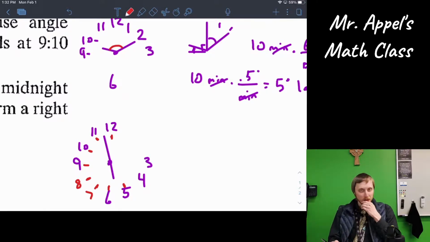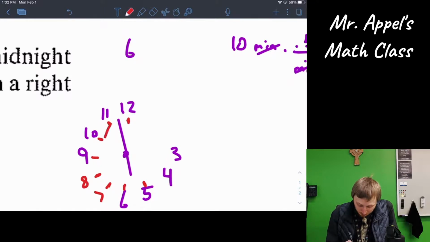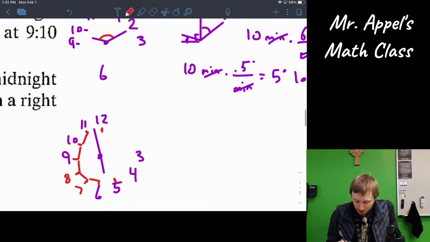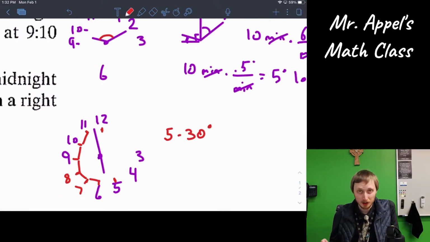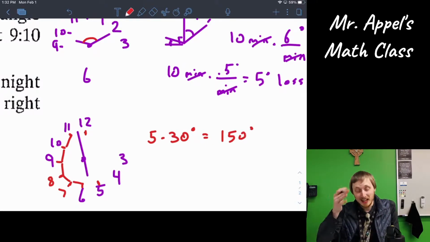How many hour segments are between here and there, right? I have hour segments from 11 to 10, 10 to 9, 9 to 8, 8 to 7, 7 to 6, and I can't go 6 to 5, right, because that would go past the lines. So I have these segments, 1, 2, 3, 4, 5, right? So I have 5 full hour sections, and we know each hour is represented by 30 degrees on the clock, right? So with that, we get 150 degrees.